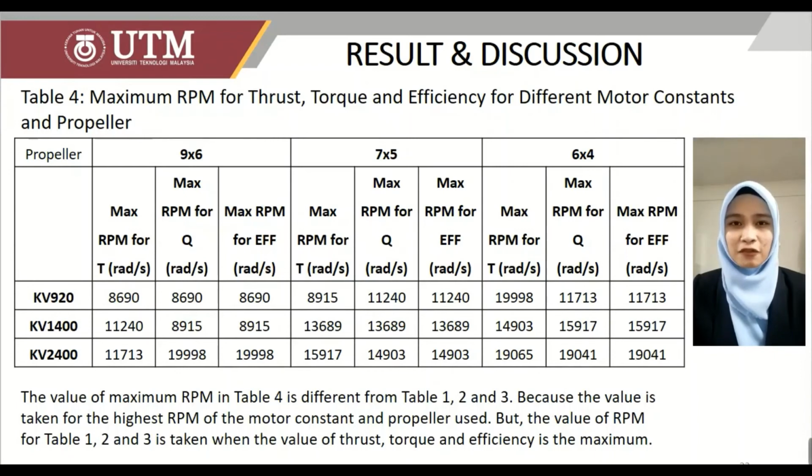Next is table 4, which is the maximum RPM for thrust, torque, and efficiency for different motor constants and propellers. The value of maximum RPM in table 4 is different from tables 1, 2, and 3 because the value is taken for the highest RPM of the motor constant and propeller used. But the value of RPM in tables 1, 2, and 3 is taken when the values of thrust, torque, and efficiency are maximum.